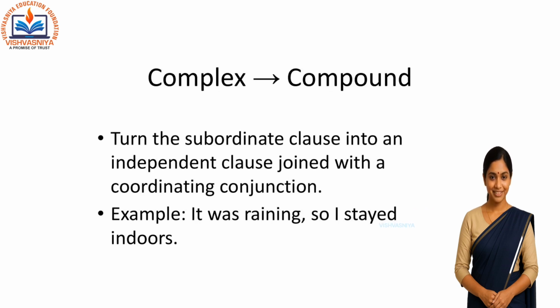Complex to compound. Turn the subordinate clause into an independent clause and join with a coordinating conjunction. Examples: 1. I stayed indoors because it was raining. 2. It was raining, so I stayed indoors. 1. Although he tried hard, he failed. 2. He tried hard, but he failed.